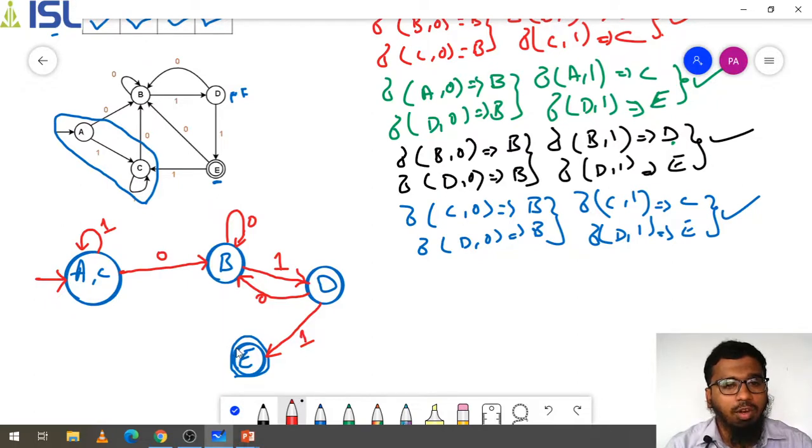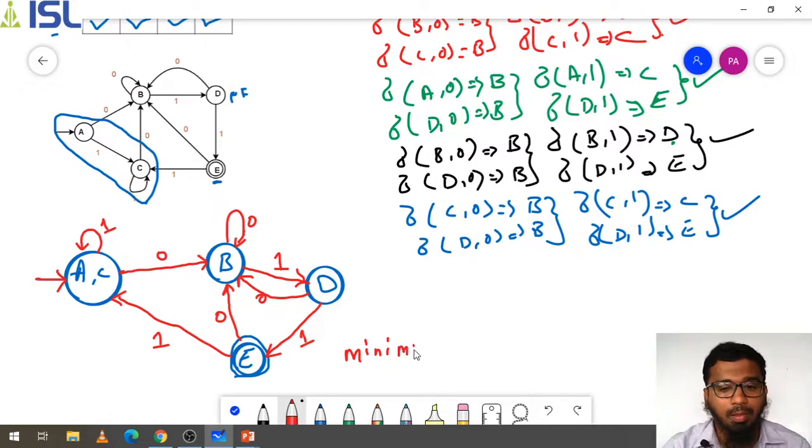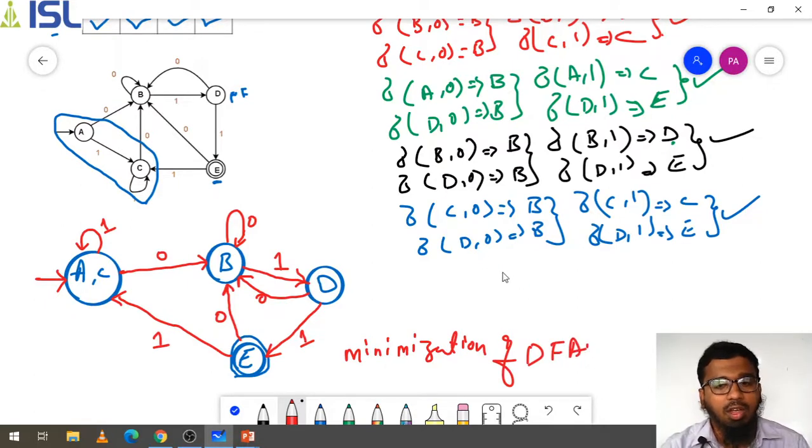Next, E on 0 is going to B. Next, E on 1 is going to C. So this is your minimization of DFA. This is another method.